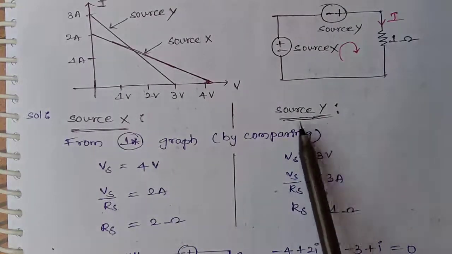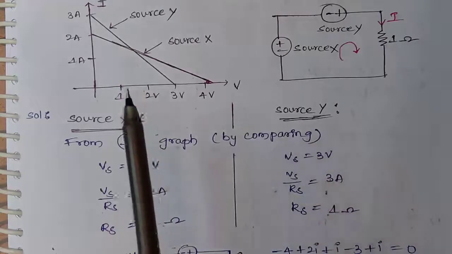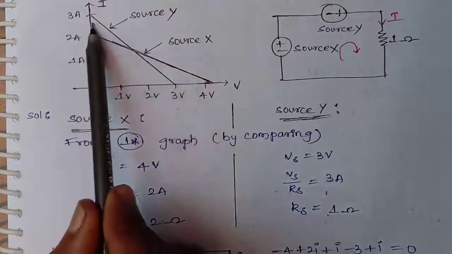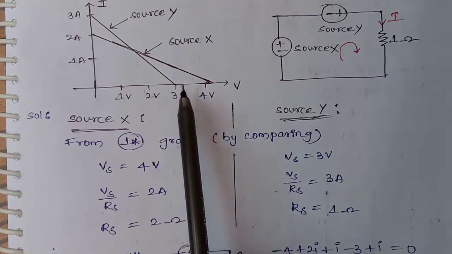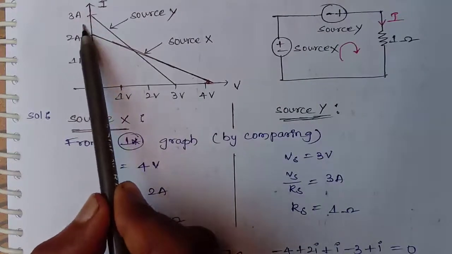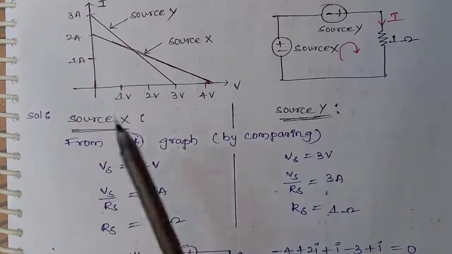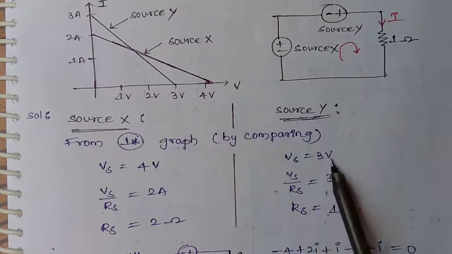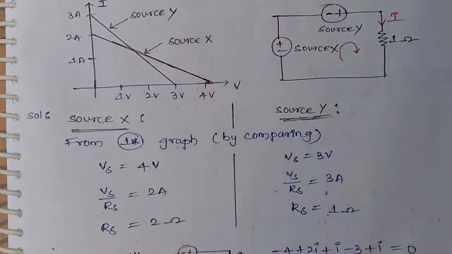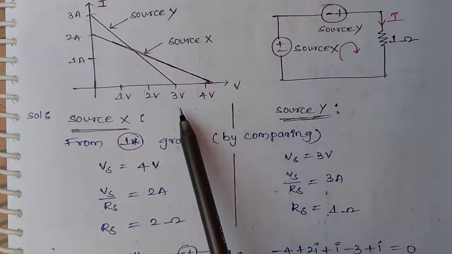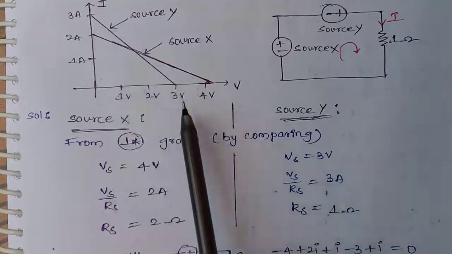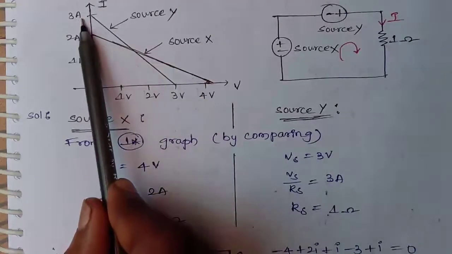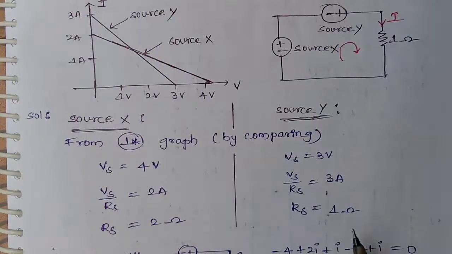Now look at source Y. This is the characteristics of source Y. Here you can see that the voltage value of source Y is 3 volts and the current value of source Y is 3 amperes. So the voltage value of source Y is 3 volts, and you need to find out the internal resistance for this source Y. How to find that? Internal resistance means voltage per current. Divide this 3 volts by 3 amperes current, and you will get the resistance value, which is 1 ohm.